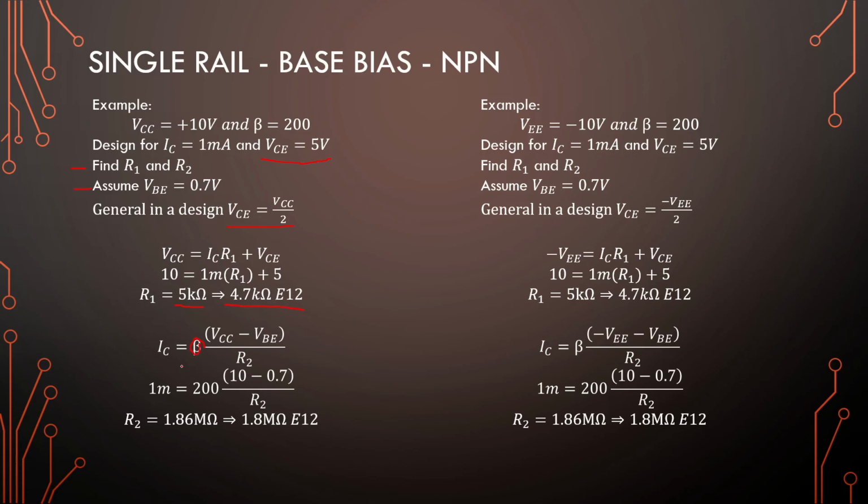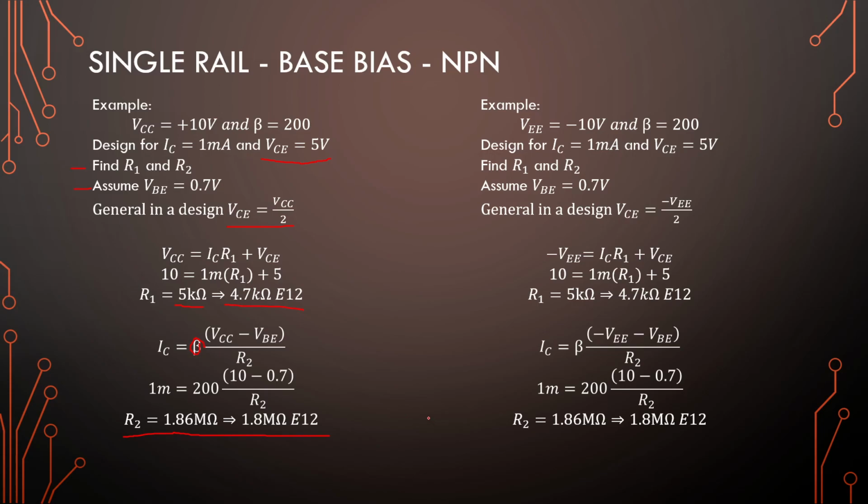Our second one is just to apply this equation directly: 1 milliampere is the 200 beta times 10 minus 0.7 over resistor 2. And this will work out to a very large resistor value. It's one of the other problems with base bias if you need to apply biases on chip, for example. 1.8 mega ohms is quite large and not really that possible. So you will never see a base bias on chip, but in a circuit it is quite possible. If you look to this side, you will see exactly the same values come out. Right, so that's our first designs for NPNs.